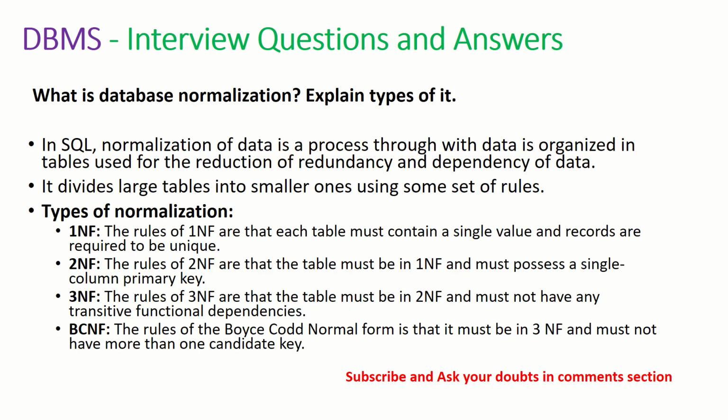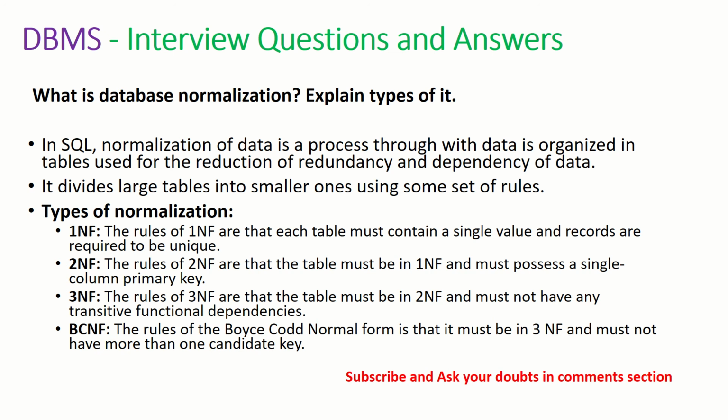What is database normalization? Explain different types of database normalization. In SQL, normalization of data is a process through which data is organized in tables, used for reduction of redundancy and dependency of data. It divides large tables into smaller ones using some set of rules. So there are four types of database normalization: 1NF, 2NF, 3NF, and BCNF. The rules of 1NF are that each table must contain a single value and records are required to be unique.